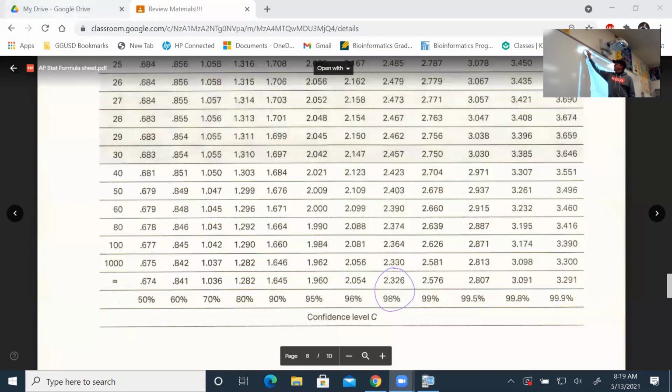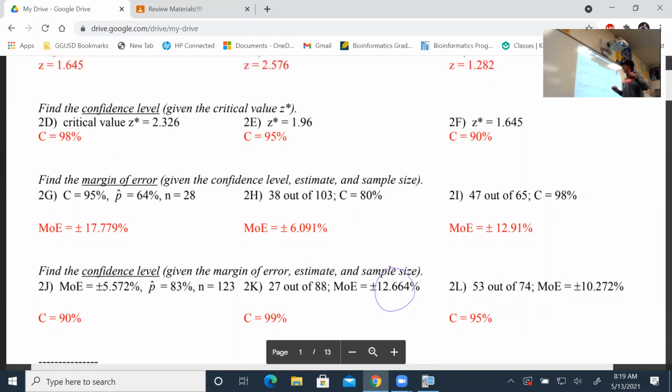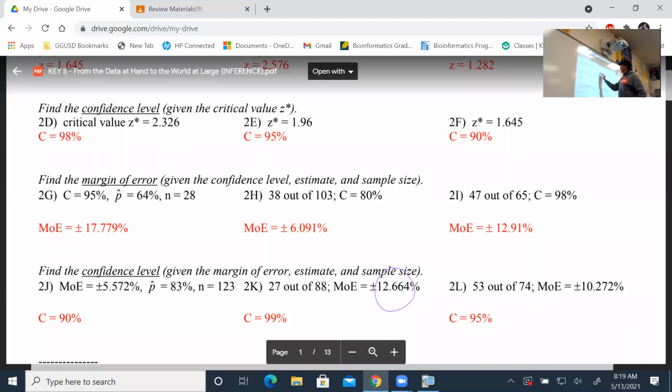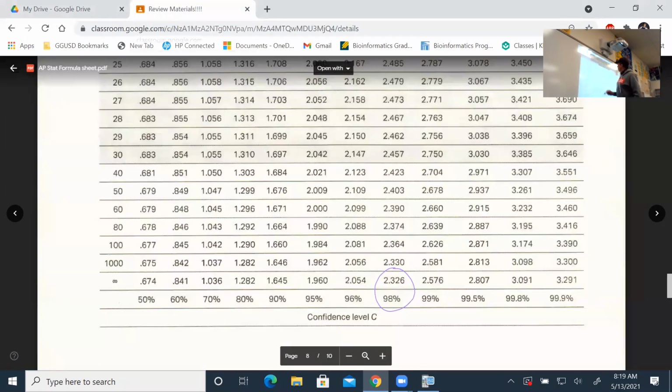The next one is 1.96. That is the most common one. That's 95% confident. And then the last one is 1.645. Let's slide over here and look up 1.645. We can do these both at once, actually. There's 95% and there's 90. Those two are the most common. 95 is kind of the gold standard. That's pretty easy.